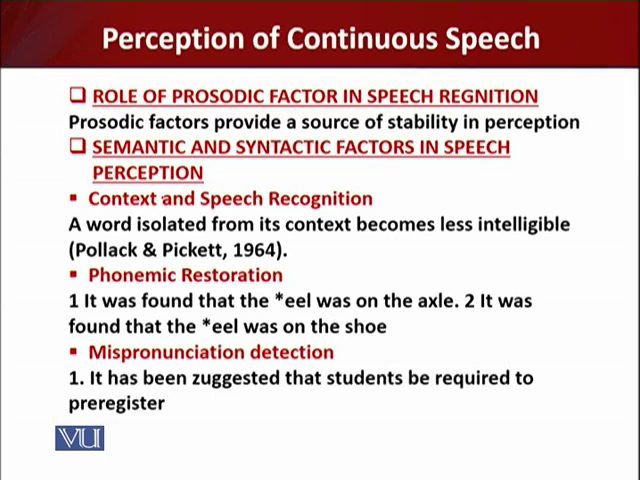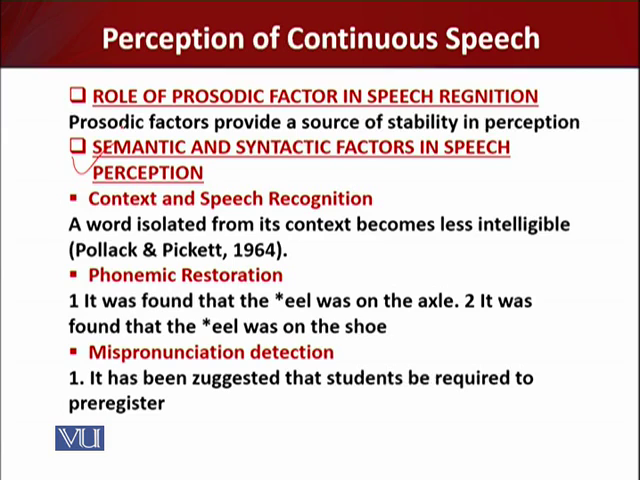Speakers modify their rate of production by the number and length of pauses during sentences or utterances, as well as by the amount of time spent articulating those utterances. Now, coming to the semantic and syntactic factors, we see that context and speech recognition, phonemic restoration, and mispronunciation detection all come under the semantic and syntactic factors.